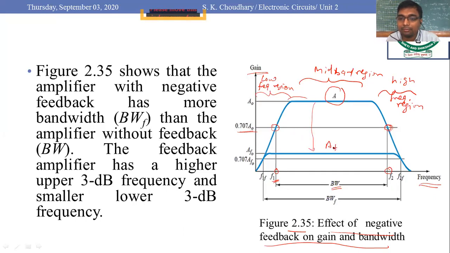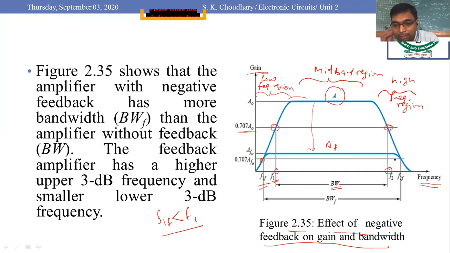This is your AF. And as the gain is dropped, your spectrum or your bandwidth is also increased. How? You can see here, the 3 dB less of this maximum value of the gain is obtained at the frequency F1F. So F1F is less than F1.